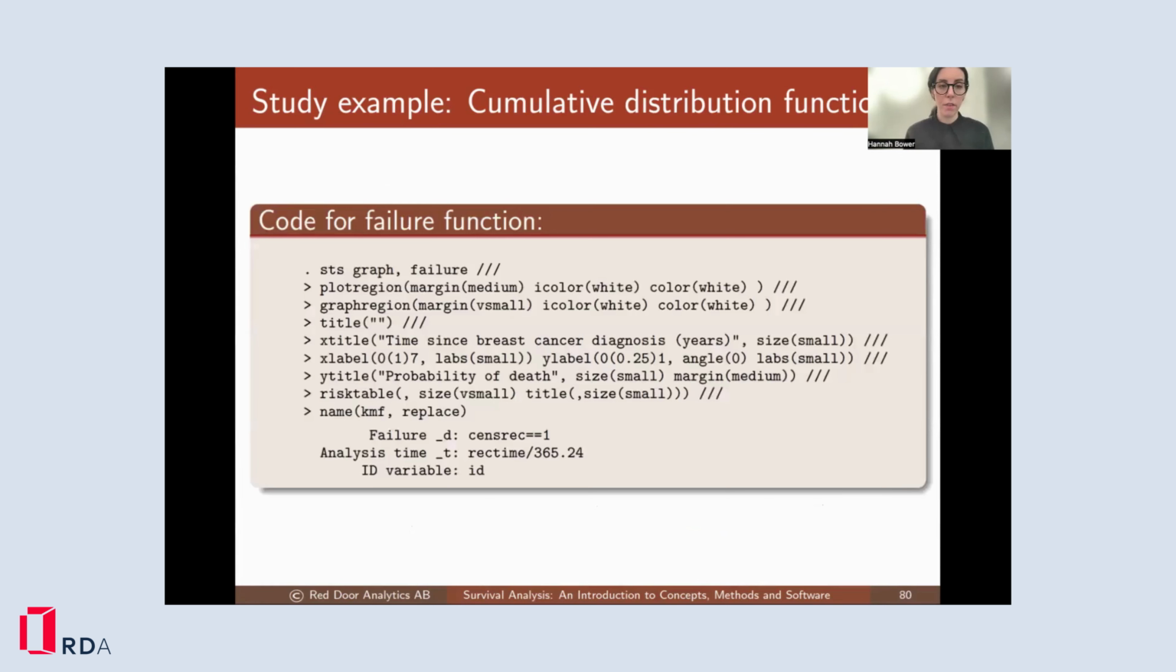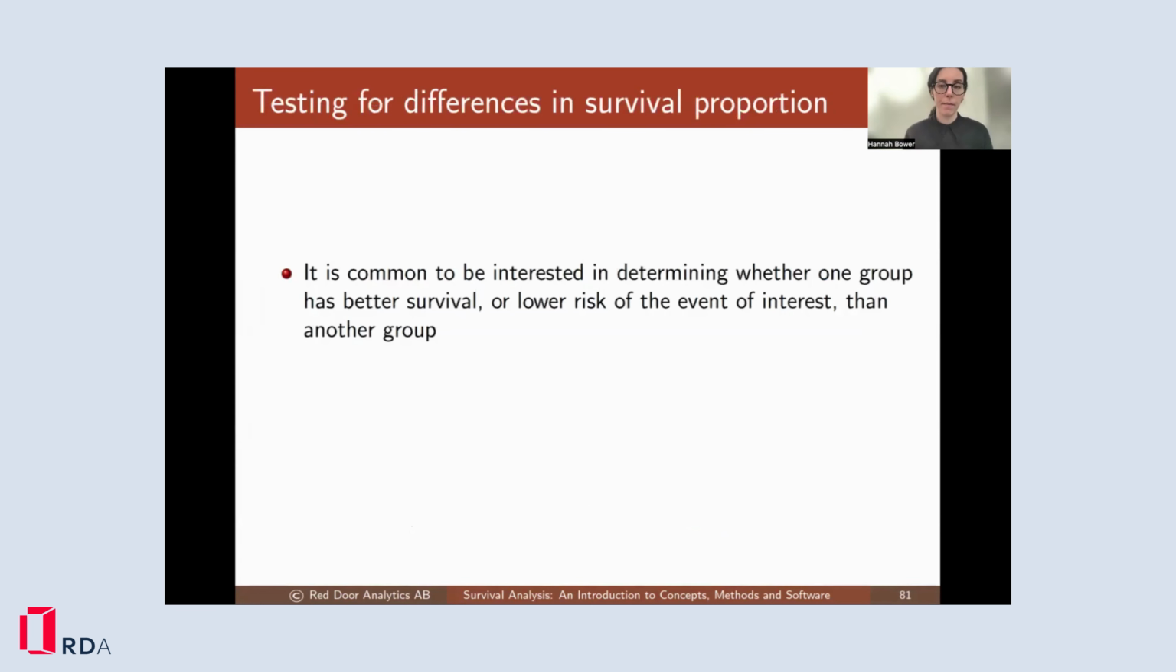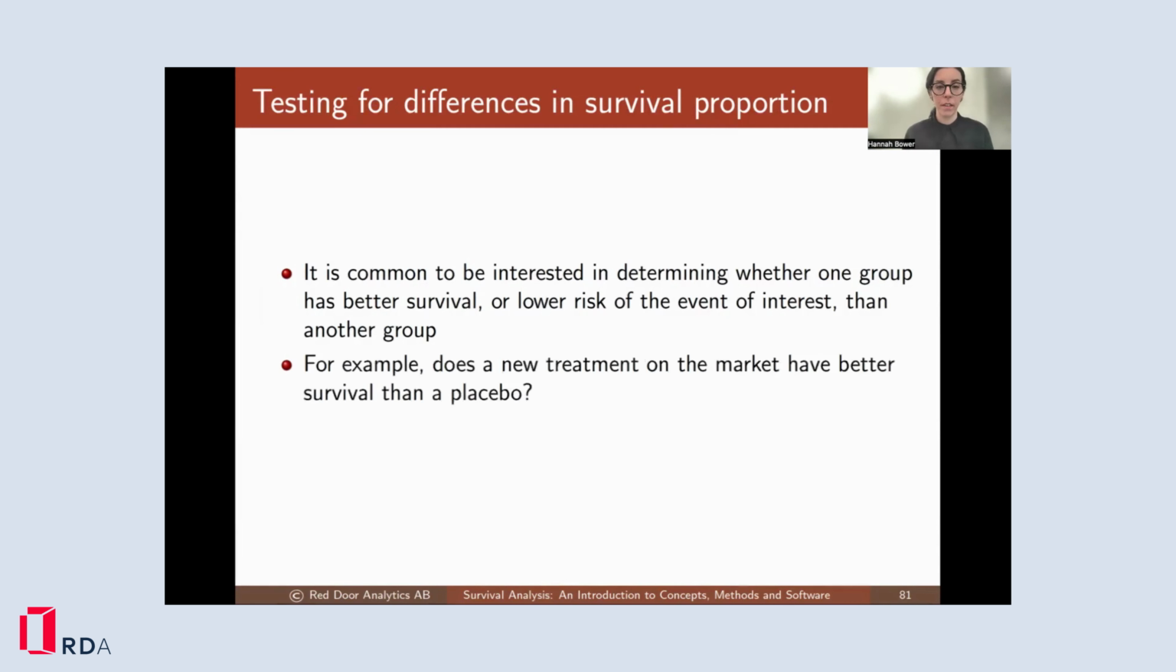Here's the code for that function. We again use the sts graph command with the option for failure. So one thing that might be of interest is testing for differences in the survival proportion. It's common to be interested in determining whether one group has better survival or lower risk of the event than another group. For example, does a new treatment on the market have a better survival than a placebo?